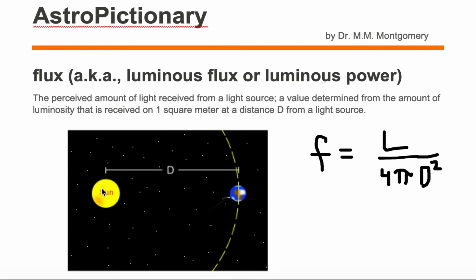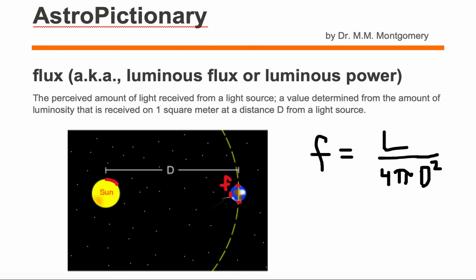So here's an example of the sun, and here is the earth, and the sun and earth are separated by a distance d. We want to find out what is the flux F that is received on 1 square meter of the earth's surface. It could be over here or on this side. 1 square meter of the earth's surface at a distance d from the source.